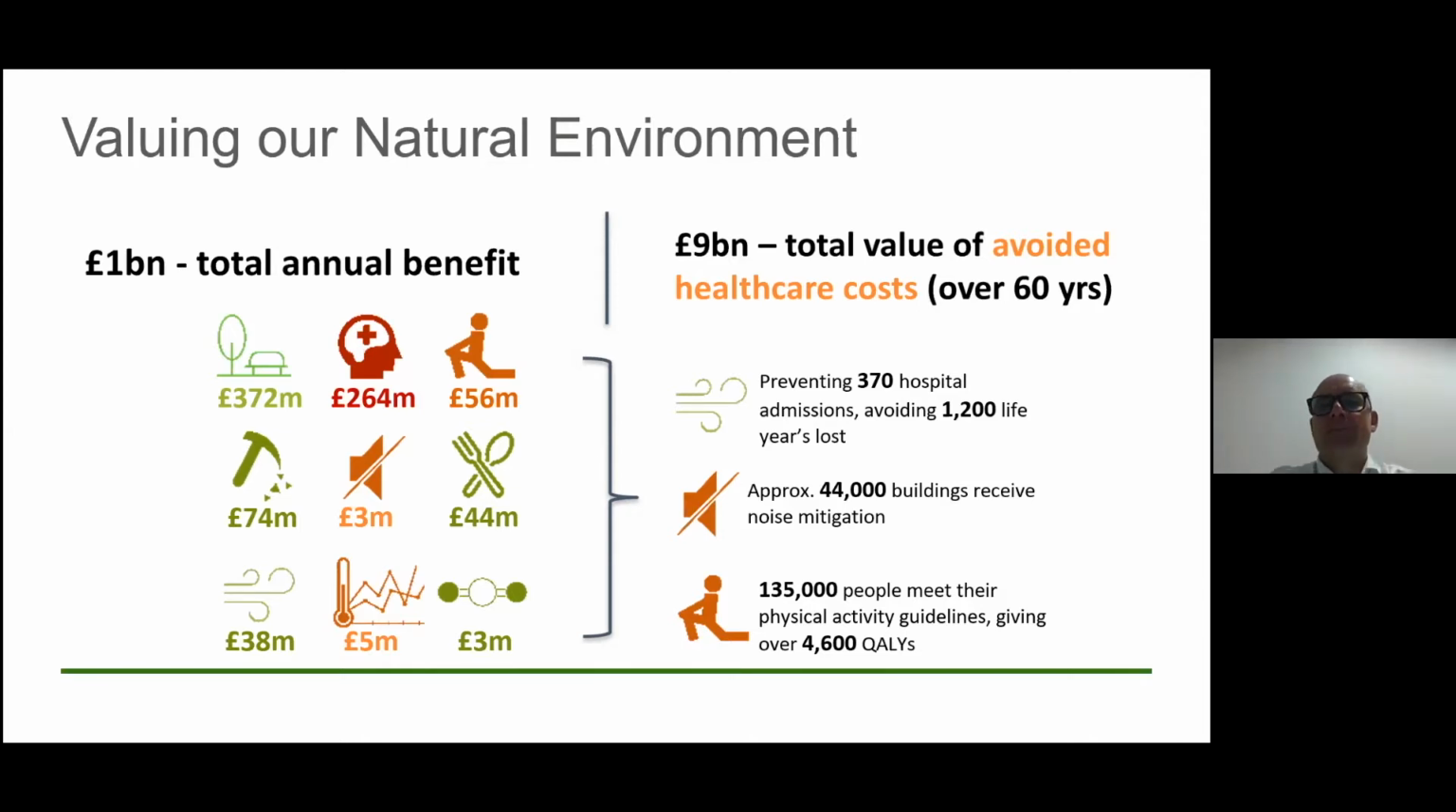We can say that our natural environment is enabling people to go outside and walk in green spaces. And we know that through COVID, that is really important. We're preventing, on average, 372 hospital admissions and avoiding 1,200 years of life lost among our residents. That has an impact on our social care system and on our hospitals. If we can avoid people becoming ill and going into hospital by providing access to green space, then that's a saving to society.